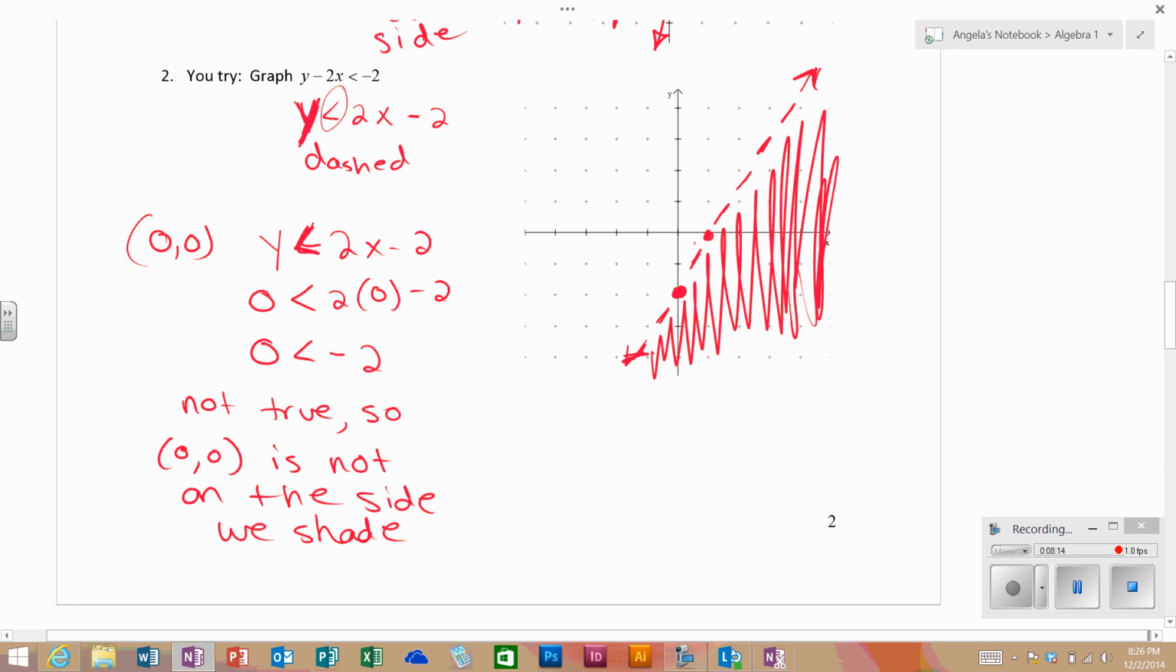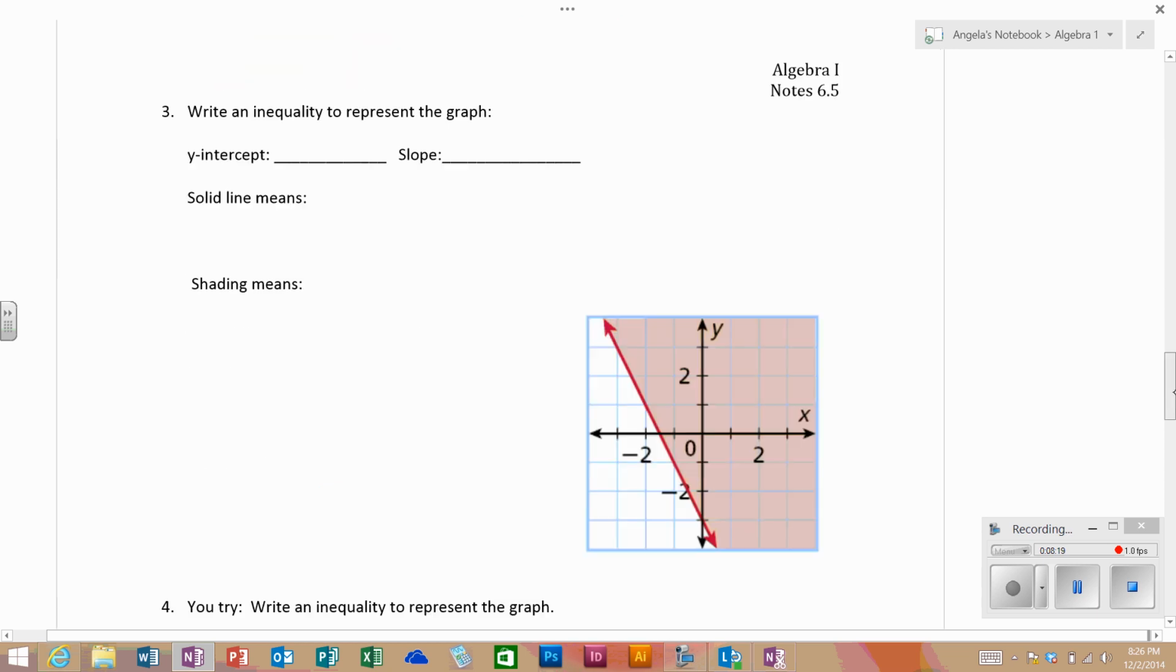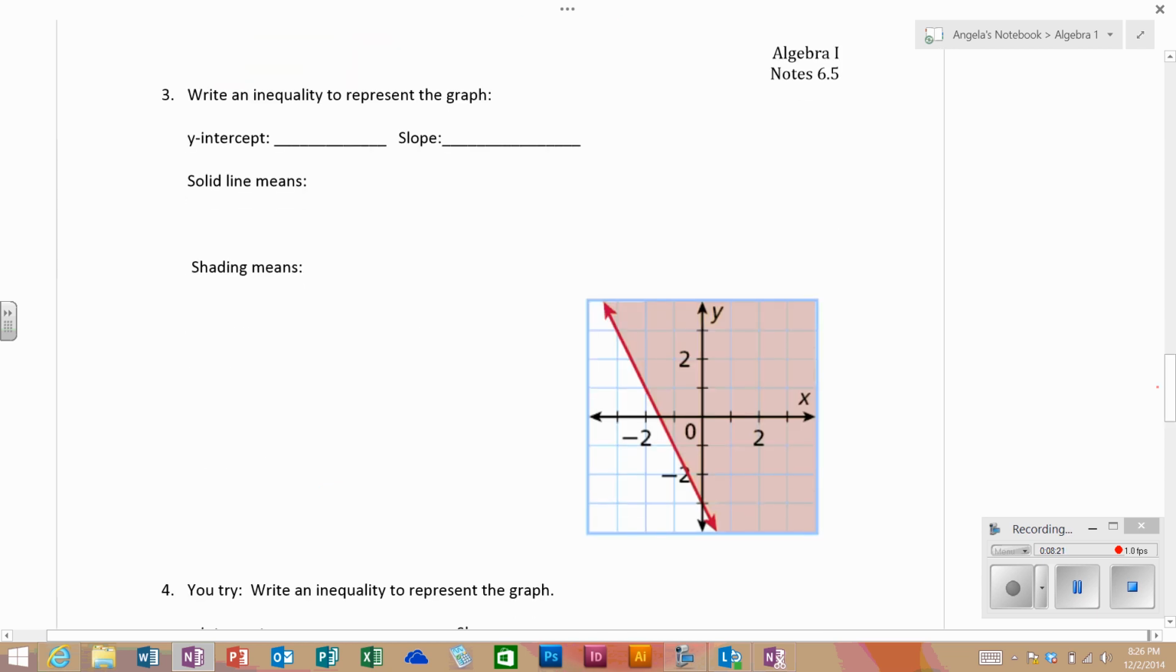Now, what if I give you a graph and you have to come up with the equation? So let's work on that. Well, let's first decide, what's the intercept and what's the slope? Well, the intercept is where it crosses the y-axis. So it crosses down here at negative 3.